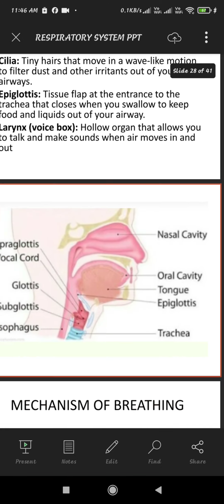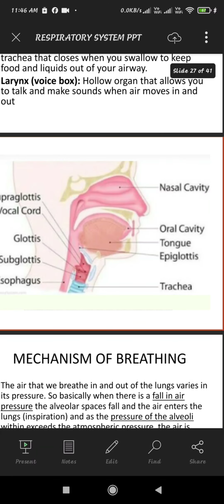So this is your nasal cavity, then the mouth cavity, oral cavity. Epiglottis ये हो गया हमारा flap like structure which closes this windpipe.